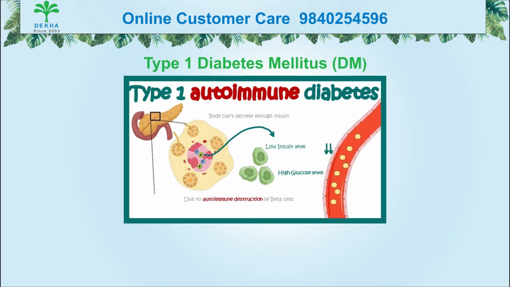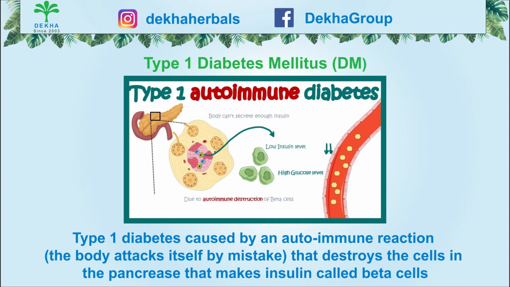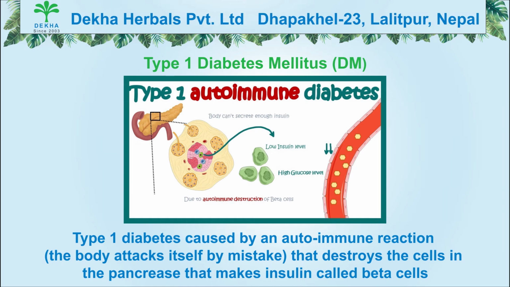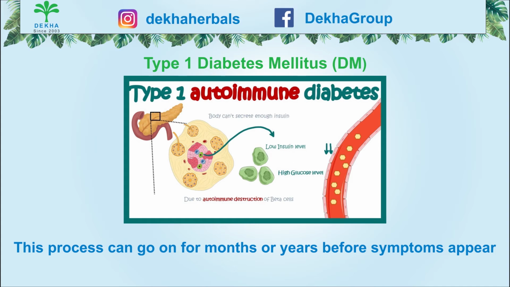Type 1 diabetes mellitus. Type 1 diabetes is caused by an autoimmune reaction in which the body attacks itself by mistake, that destroys the cells in the pancreas that make insulin, called beta cells. This process can go on for months or years before symptoms appear.